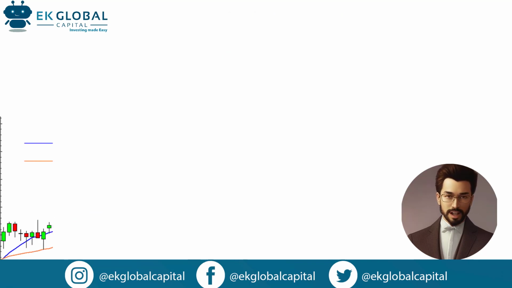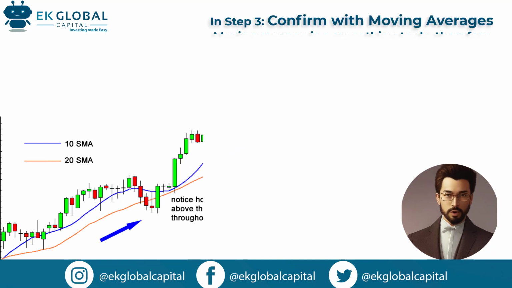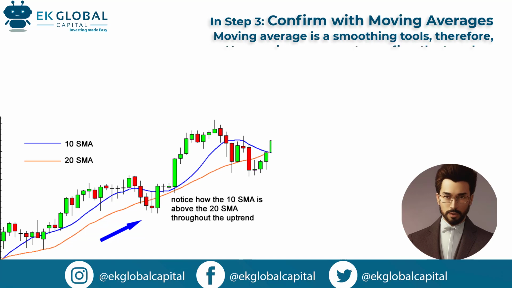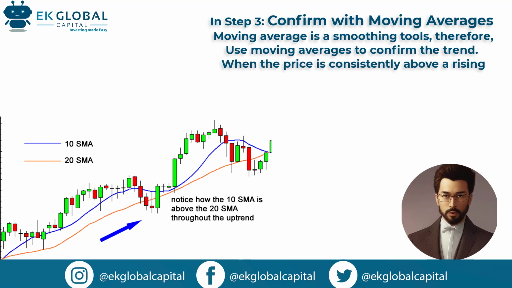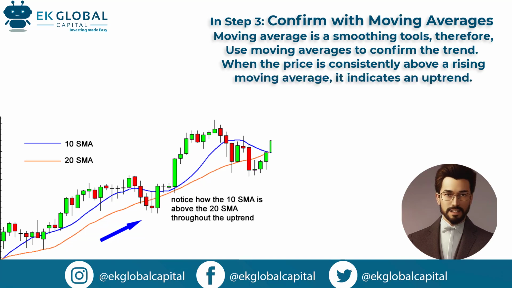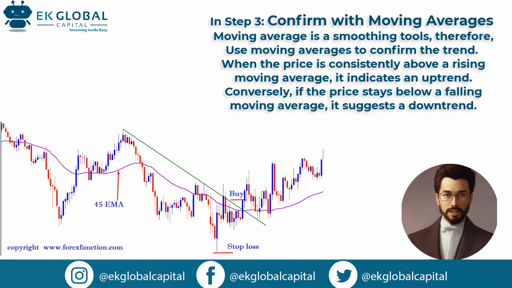In step 3, confirm with moving averages. A moving average is a smoothing tool, therefore, use moving averages to confirm the trend. When the price is consistently above a rising moving average, it indicates an uptrend. Conversely, if the price stays below a falling moving average, it suggests a downtrend.